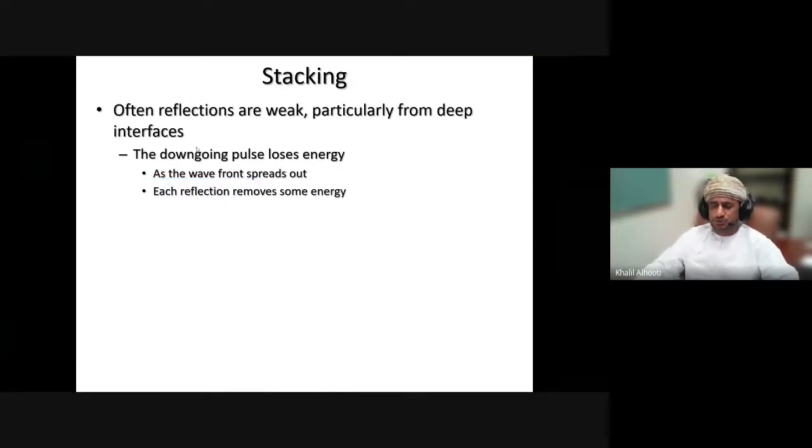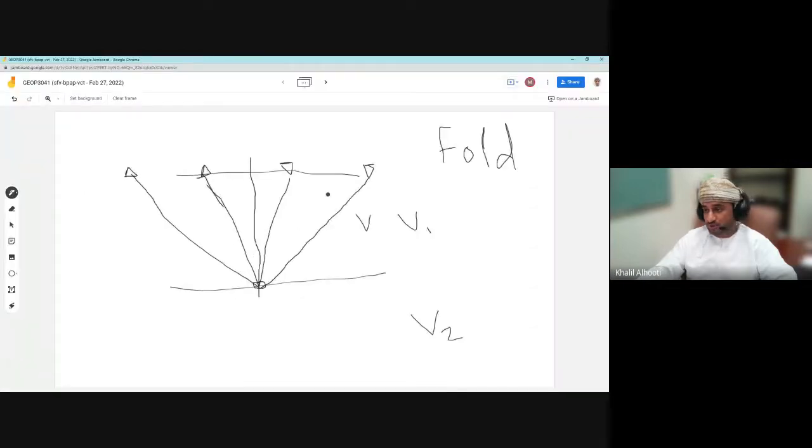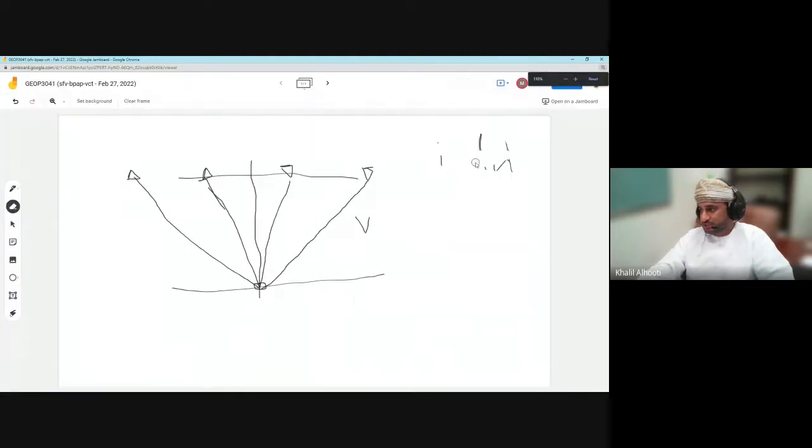So to enhance the signal, we use more than 1 pair of source and receivers, and we sum them together. We get only 1 trace. All of these will produce one trace from the subsurface point. That trace is representing the geology. How can I make this thing bigger?